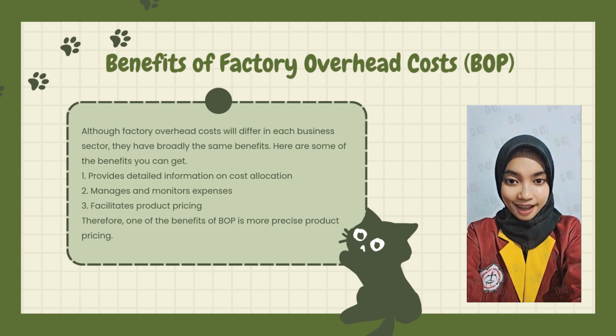2. Manage and monitor expenditures. With this BOP, it allows companies to manage and monitor company expenditures as a whole. From there, it will be easier for you to identify if there are costs that are too large and make adjustments. You can also manage expenses in a more organized and planned manner, especially when using online accounting software.